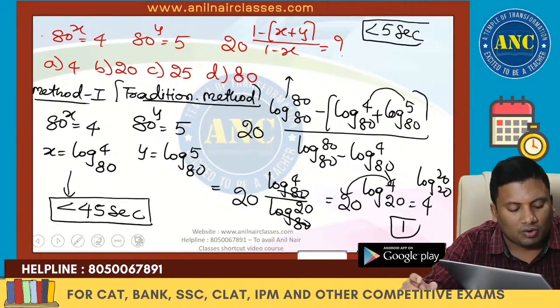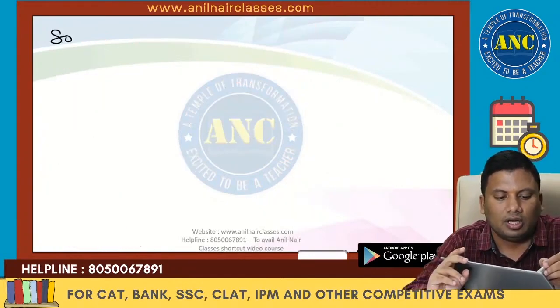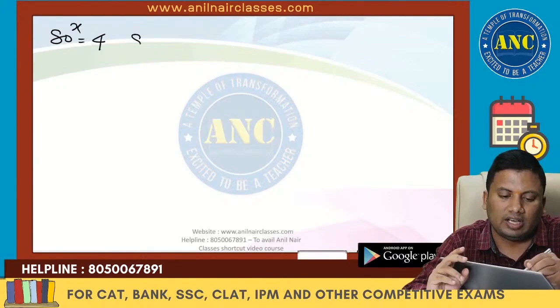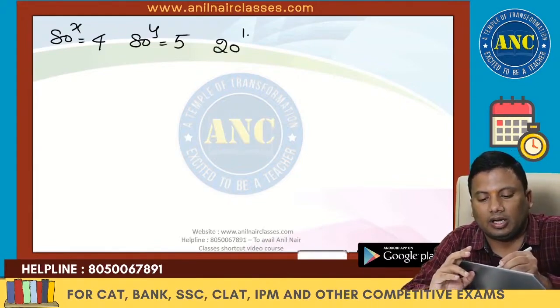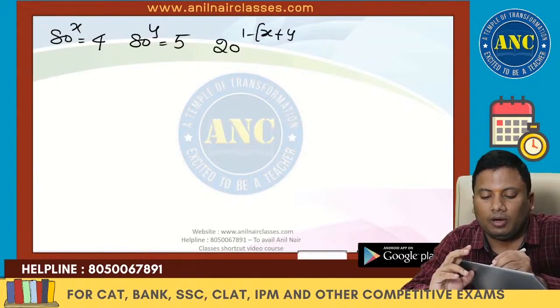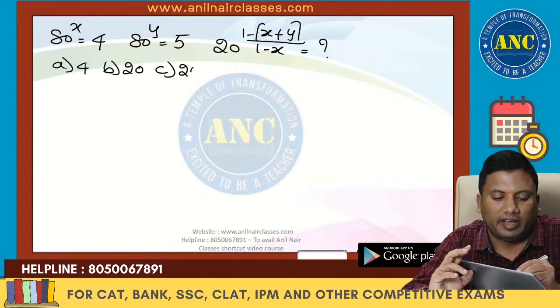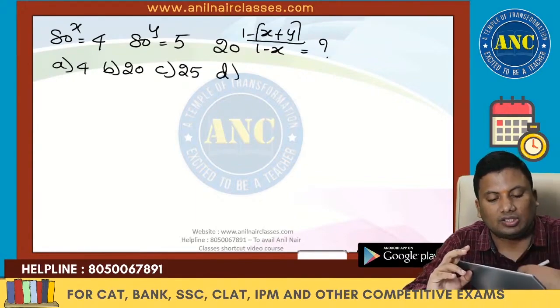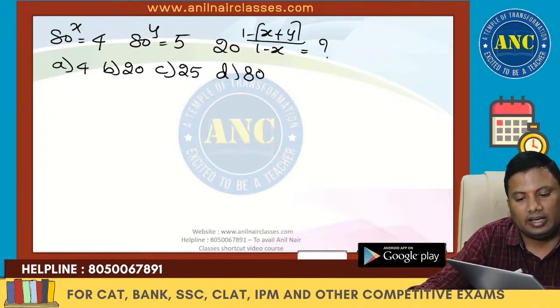Assume that you are not good in logarithms. How will you solve if you are not good in logarithms? This is an original exam question, sir. 80 power x is 4, 80 power y is 5. Find 20 power of (1 minus x plus y) by (1 minus x). What are the options given? 4, 20, 25 and the last one is 80.